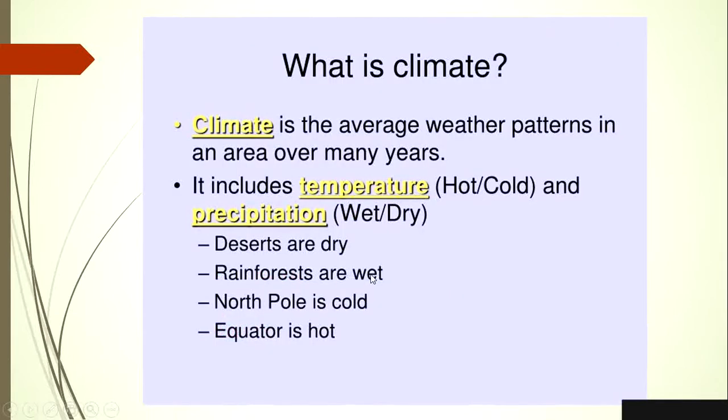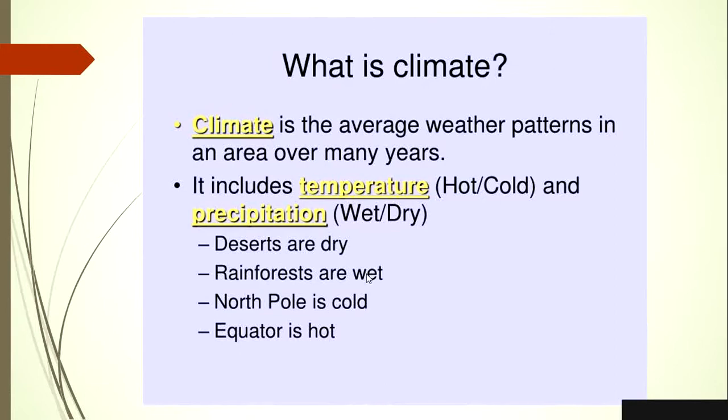So what is the average weather pattern in an area over many years, students? It includes the temperature, in the sense of hot and cold, and precipitation, like wet and dry. So deserts are dry, rainforests are wet, North Pole is cold, and the equator is hot.